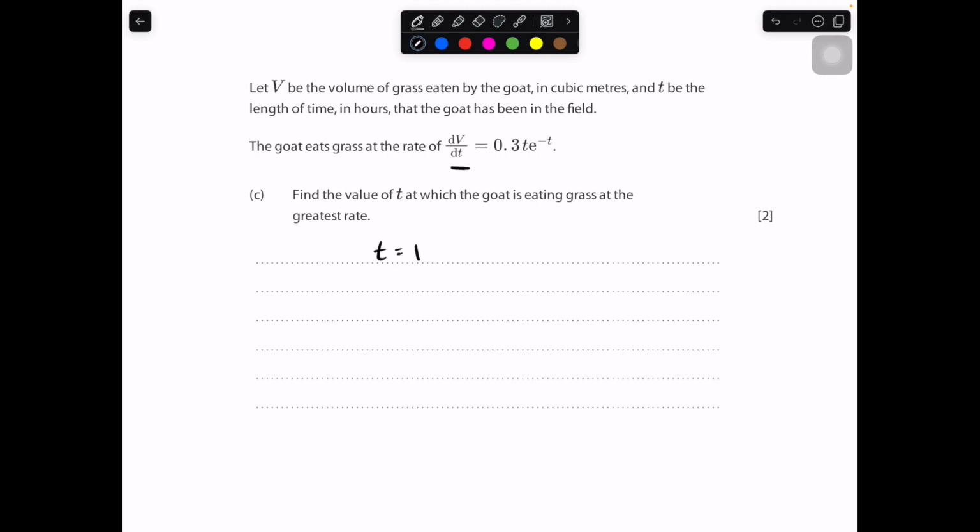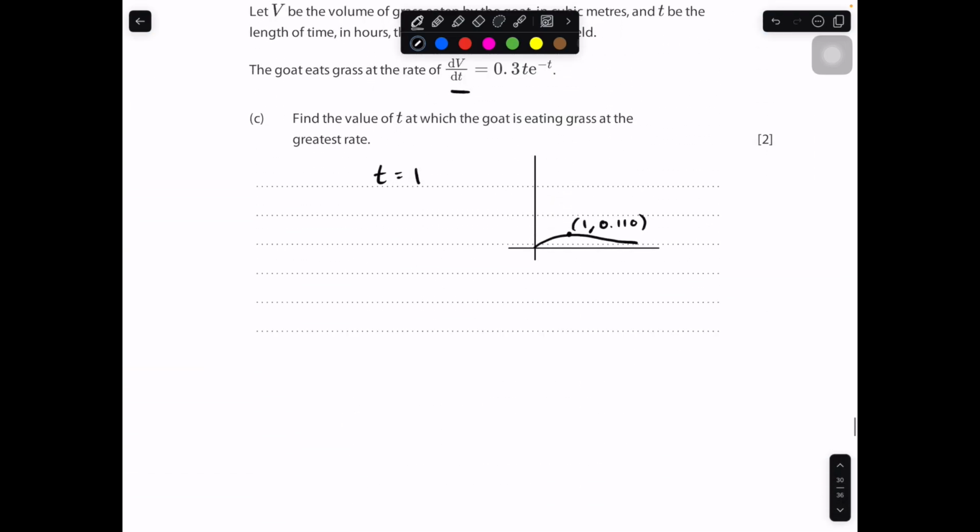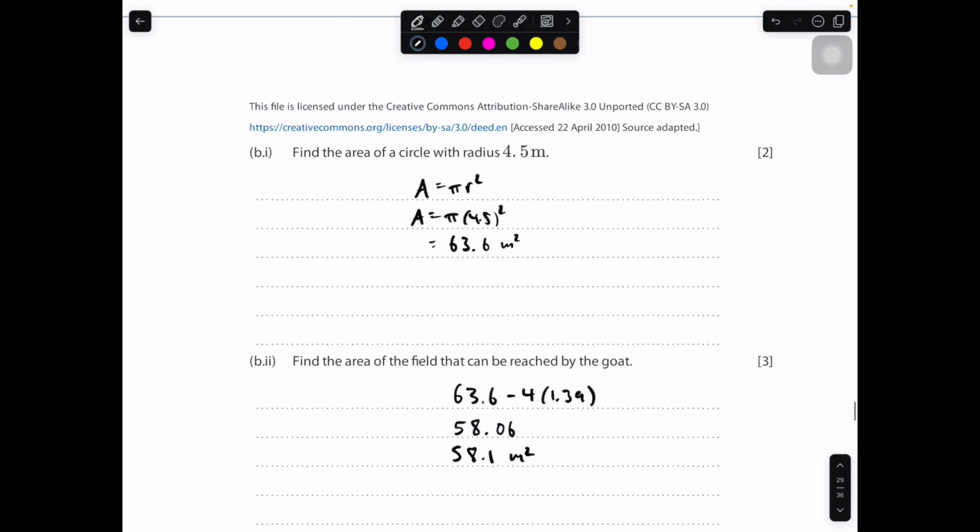Okay. And then, of course, it's a 2-mark question. Might want to sketch this out. Something like this. And then something like this. And we could even put when t is equal to 1, and these were the values here. This is equal to 0.110. That's okay. Okay, and that was it. Wow. That was it. Kind of anticlimactic in a way.